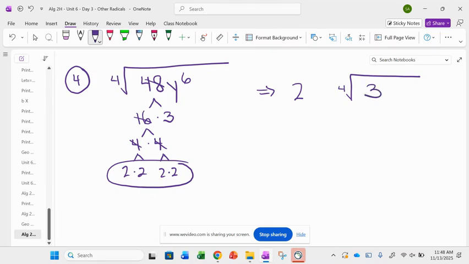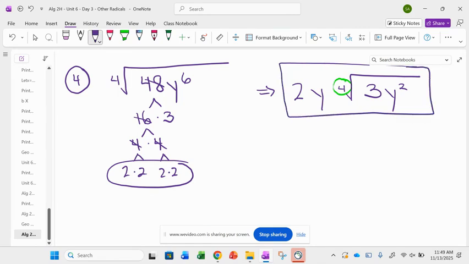For the y to the 6th power, we're going to say 4 goes into 6 how many times? Just 1 time, with how many left over? So y to the 2nd goes on the inside. Something that I see students forget every time, in their final answer, is they forget to put the index. That's a big problem, because if the index is not there, what is it implying that it is? Square root. This is now the 4th root, right? Very different. So you want to make sure that if the index is not a 2, you're putting the correct index in.